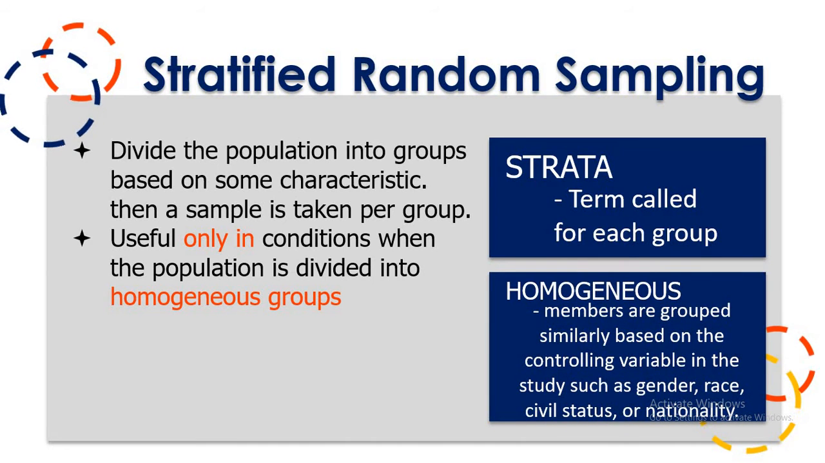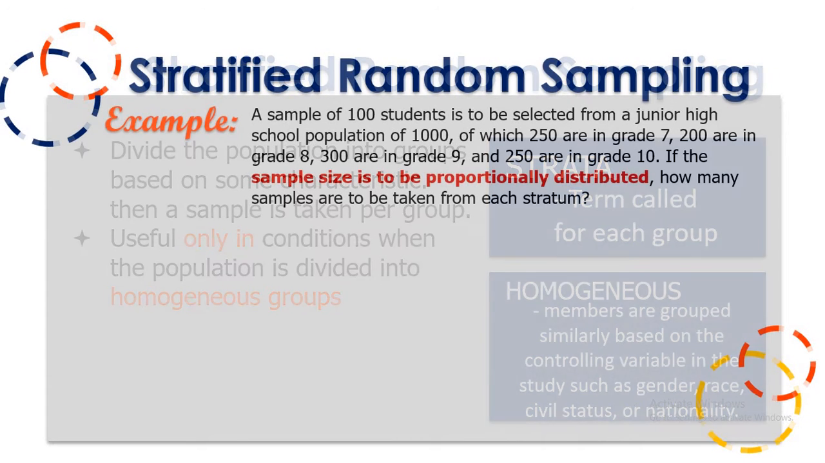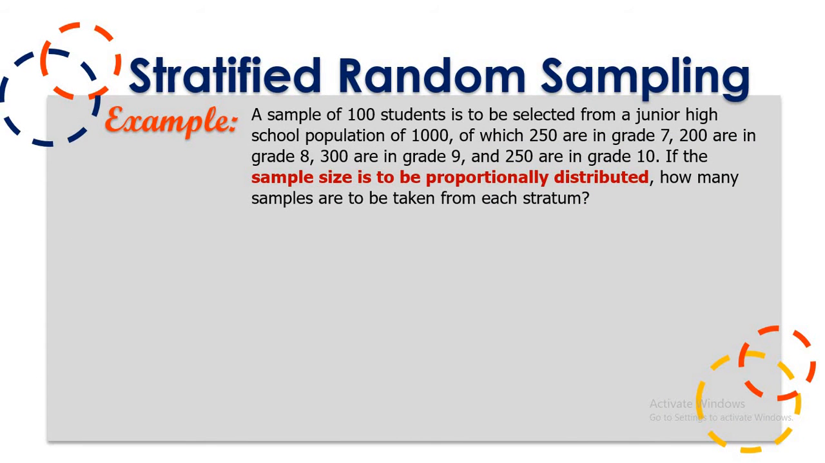And we're talking about here what types of groups. We're talking about homogeneous groups wherein the members or the elements of the population are grouped based on some circumstance. This is an example. A sample of 100 students is to be selected from a junior high school population of 1,000, of which 250 are in grade 7, 200 are in grade 8, 300 grade 9, 250 in grade 10. If the sample size is to be proportionally distributed, how many samples are to be taken from each stratum?